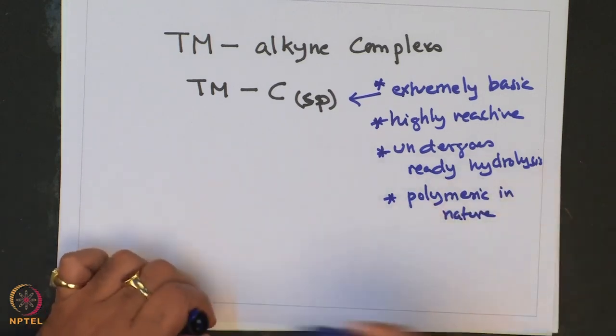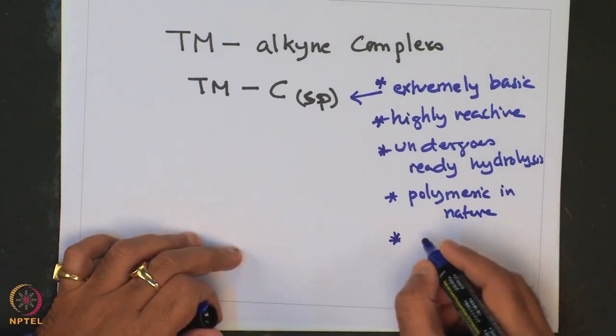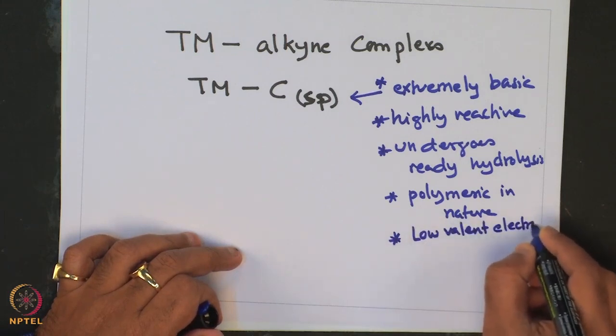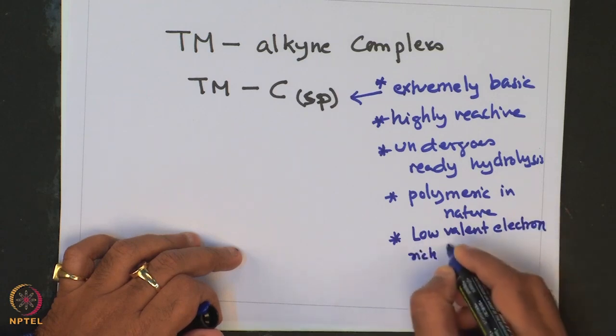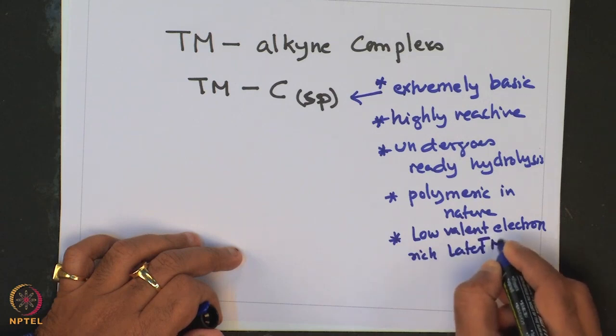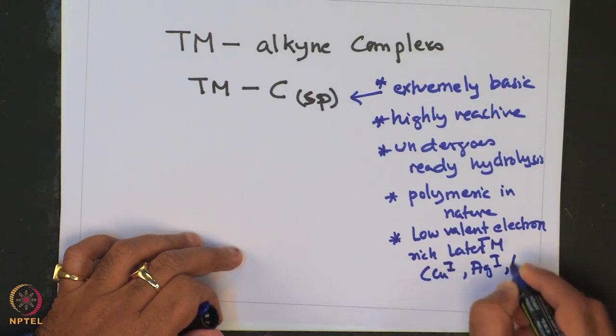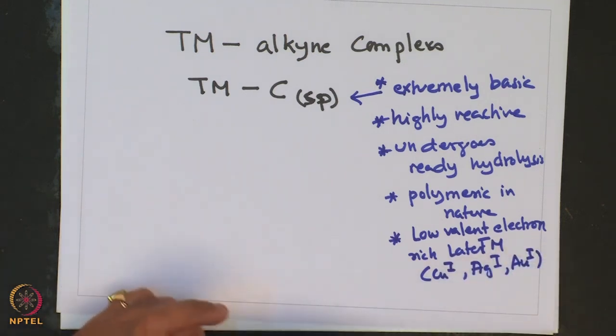And these are mainly observed for low valent, electron rich, late transition metals like copper 1, silver 1, and gold 1. In terms of their polymeric nature, they attain stabilization because of this polymerization, and that can be illustrated as below.